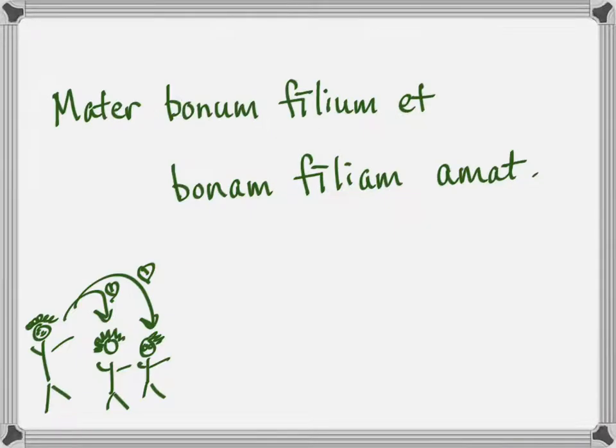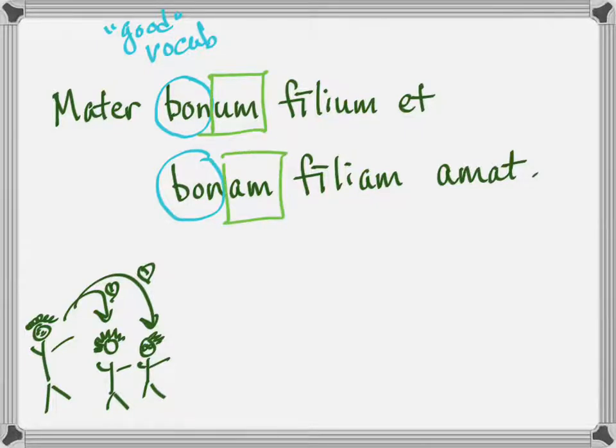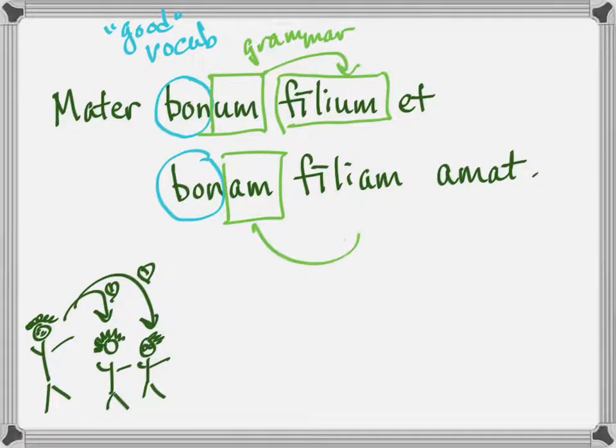Okay, moving on. Here we've got a sentence in Latin, mater bonum filium amat. Okay, I'll pause for you. You look at this and think about what we said in the previous slide. The bon part is the vocab. That's the part that means good. And then the ending is the grammar part. That's the case number gender. So the ending has to go with the noun that it modifies.